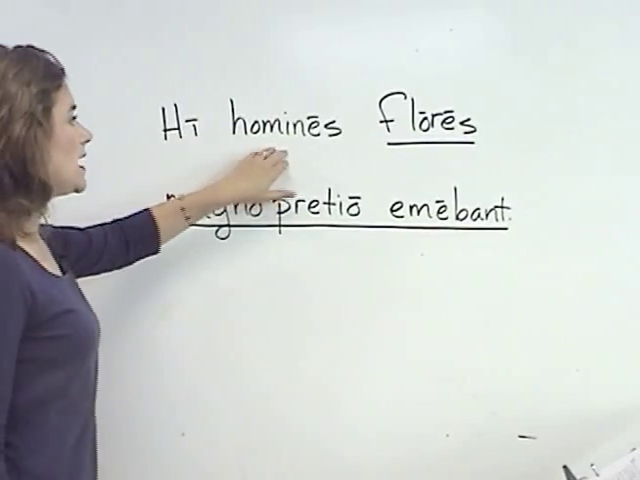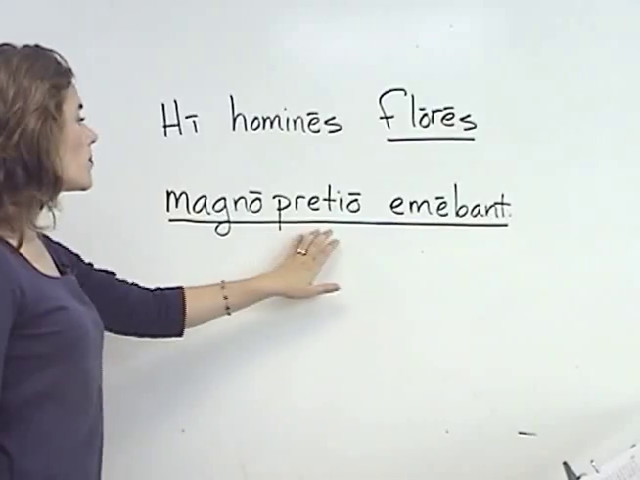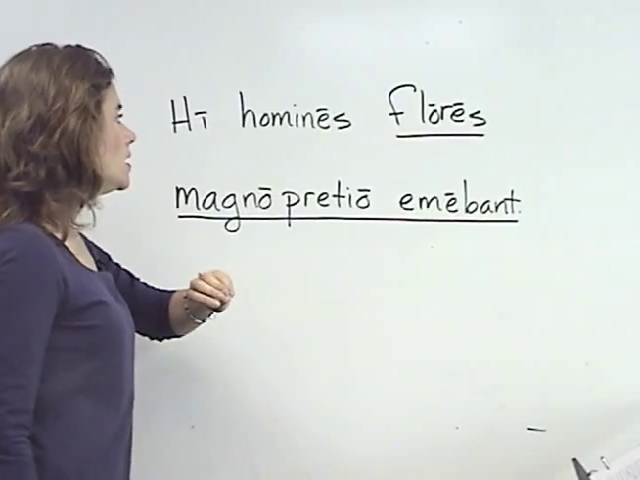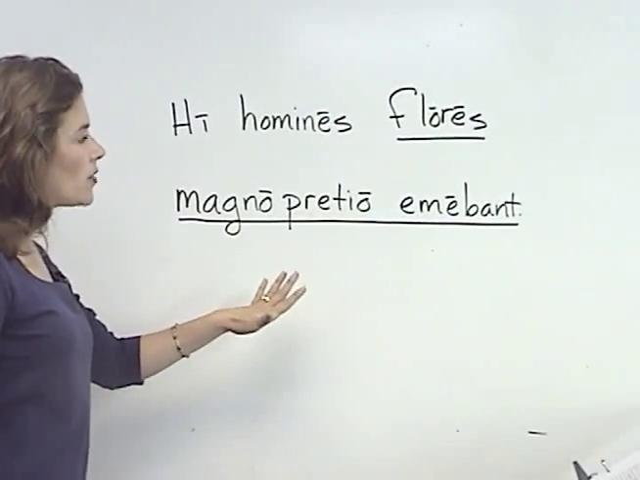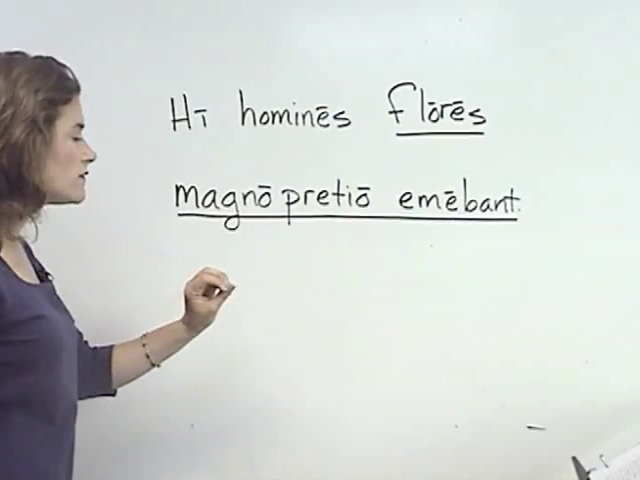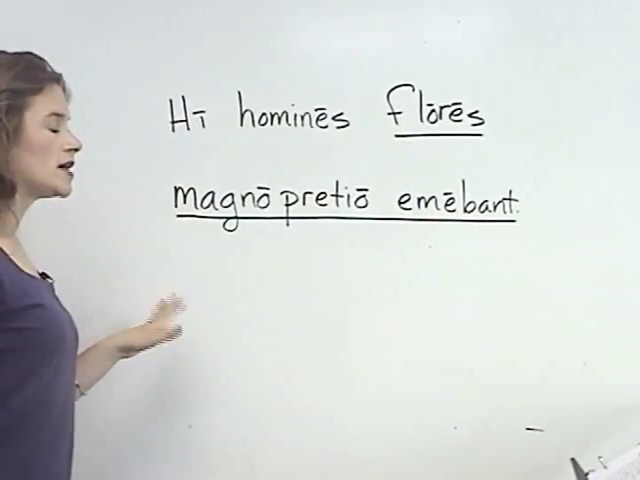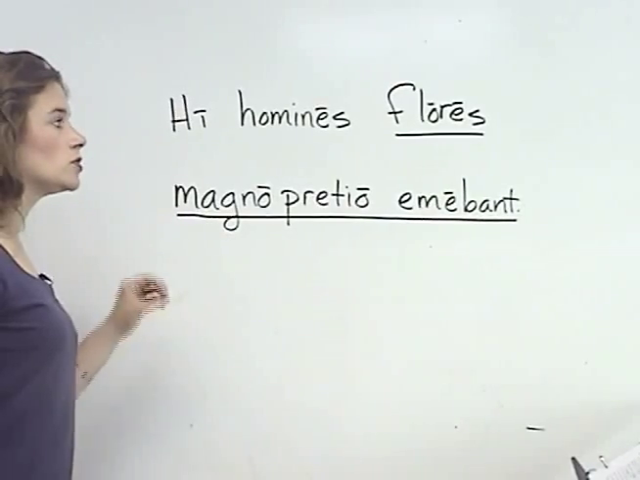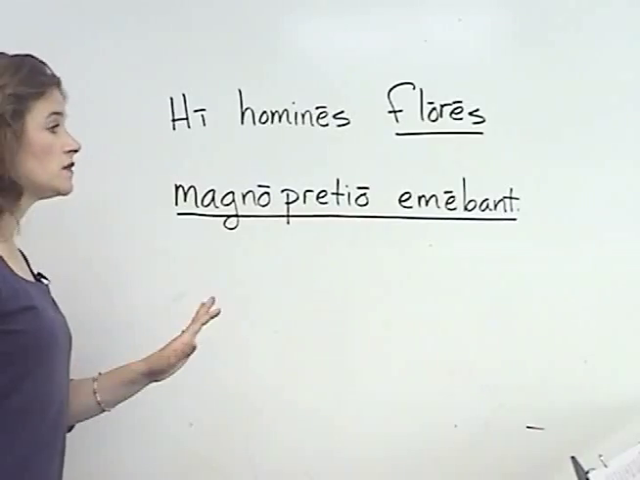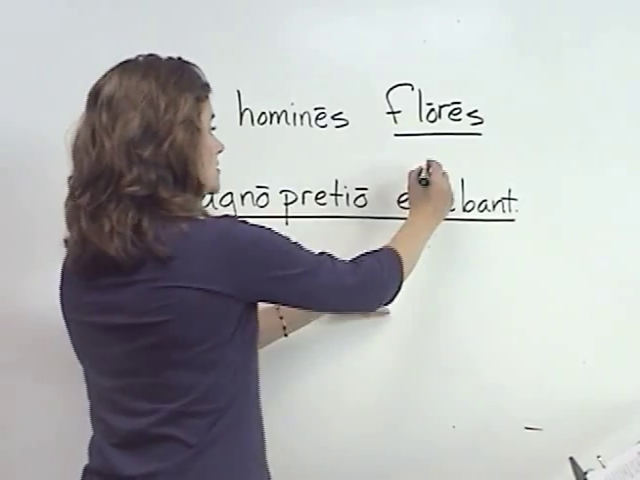All right, looking at number 1. Hi homines flores magno pretio amabant. Now once again, I'm not asking you to parse and label here, but I'm going to do a little bit of that just to get you through the thought process. Sometimes what I'll have with my students is ask them to label the sentence, but not necessarily parse everything, because I still want them to understand the relationship between how words are working in a sentence and what case that means. So looking at this, always find the verb first, amabant.